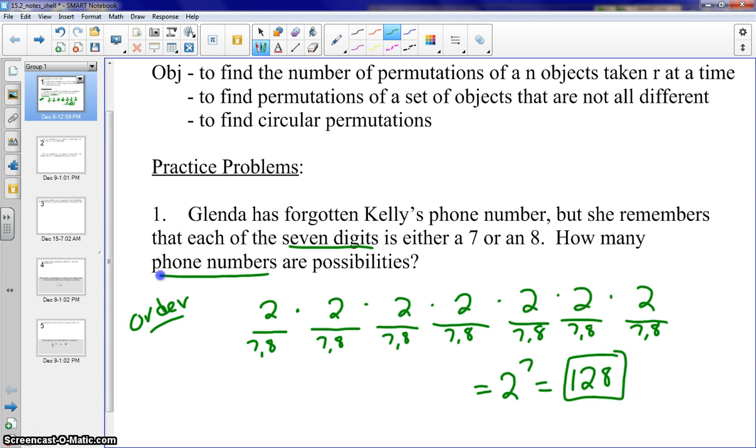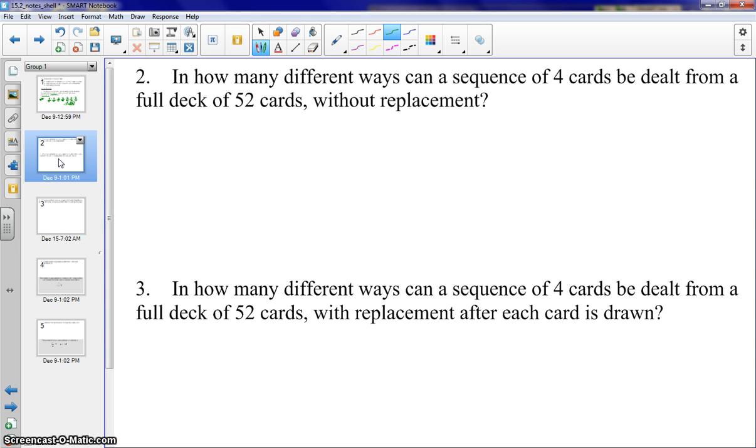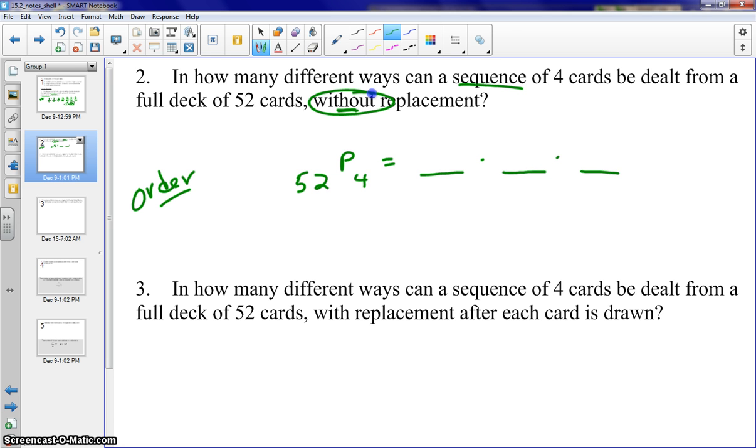Next example. In how many different ways can a sequence of 4 cards be dealt from a full deck of 52 cards without replacement? So we're talking about a sequence, so again we're referring to order and permutations. We have a total of 52 cards and we're selecting 4 of them and we're not putting them back. Or in other words, if you'd like to go ahead and write out the 4 different spots, we have 52 options for the first one.